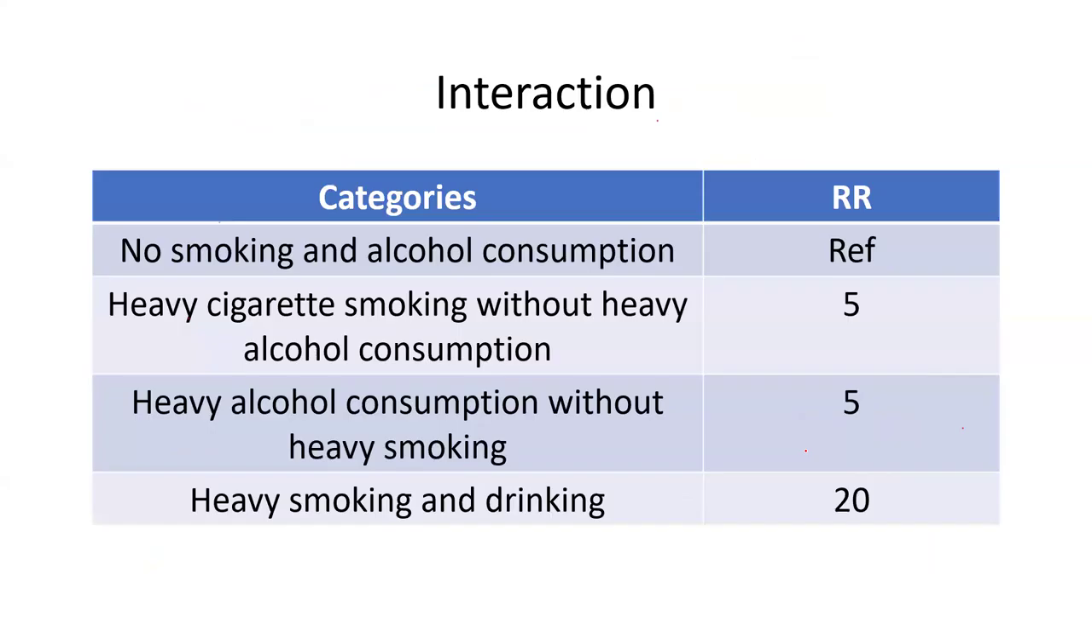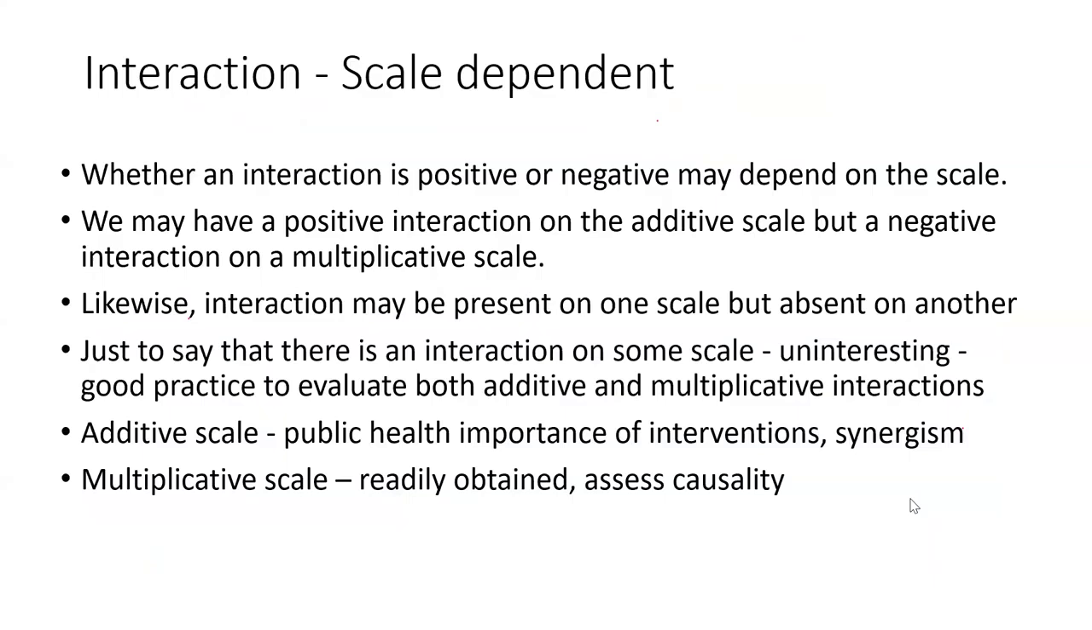So again, this is another example. You can just jot this down and try and solve it yourselves. These were the few examples. So interaction is scale dependent. This message I've already given. This is just saying that there is an interaction. Because when we go ahead, I'll show you there are some tests which just tell you that there is an interaction. You should not stop there. You should check for additive and multiplicative interaction and say which interactions are there and what is their public health significance.